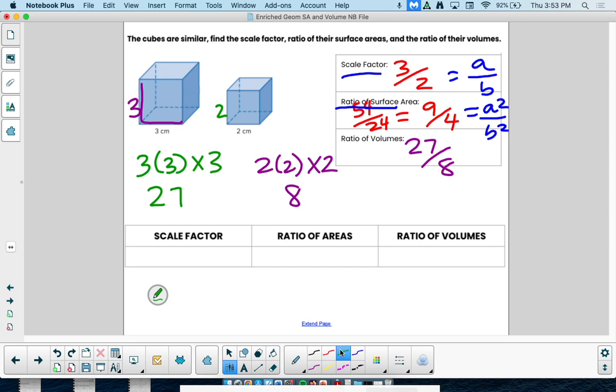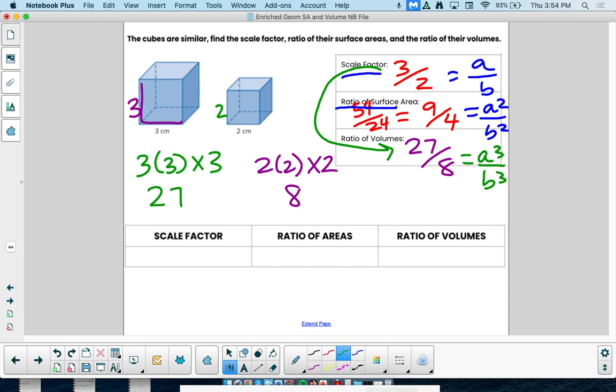Maybe if you're a math nerd or a number person, you can see these things a little bit more easily than someone who's not. But hopefully you're making the connection that from your scale factor to the ratio of your volumes, we're just cubing it. So it's a cubed over b cubed. Because 3 times 3 times 3 is 27, and 2 times 2 times 2 is 8.